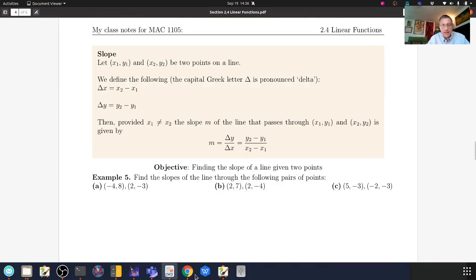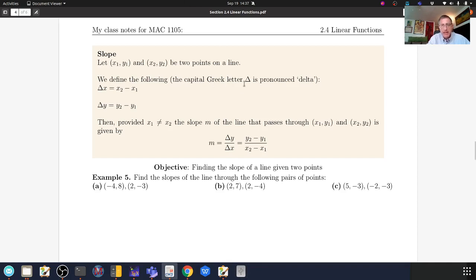So here is indeed some new notation for you. It's not easy, but you might as well get used to it. This is your introduction to true college. So let x1, y1 and x2, y2 be 2 points on a line. And we want them to be 2 distinct points on a line. It won't do us any good if they're the same point. So we're going to find the following. So here's what I tell you.